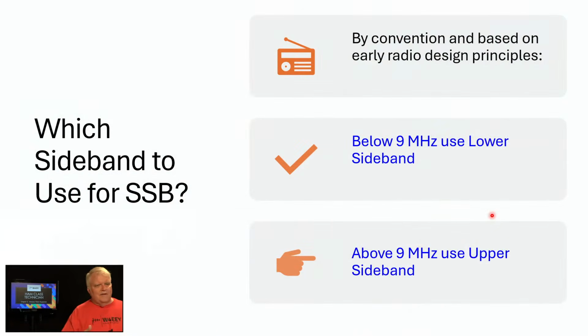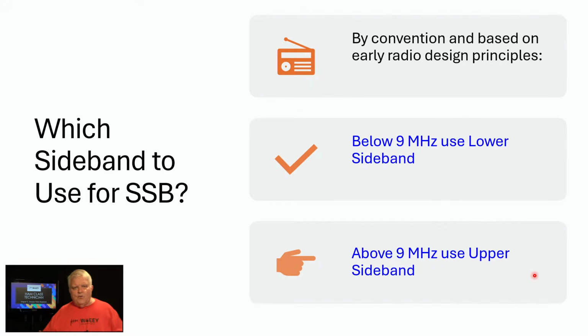So you notice we were unable to listen to that one signal because I was on the wrong sideband. There's a convention, there's a standard as to which sideband you should use. If you're transmitting on a frequency below 9 megahertz, the convention is that you will use lower sideband. If you're transmitting on a frequency above 9 megahertz, you'll use upper sideband.